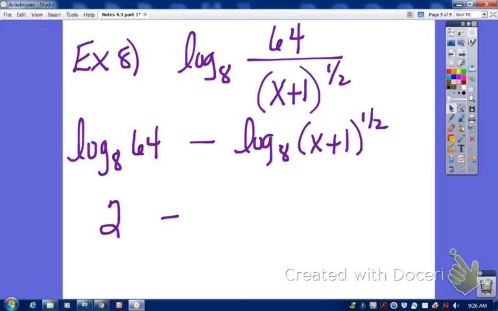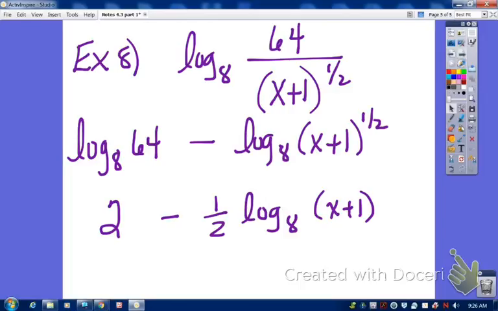2 minus 1/2 times log base 8 of x plus 1. X plus 1 is really one quantity, okay? Nothing's being multiplied there, nothing's being divided, nothing's being raised to a power, so that x plus 1 can stay there. Sometimes people think you can go ahead and expand with the x plus 1. If it's not a product, a quotient, or a power, you're done.